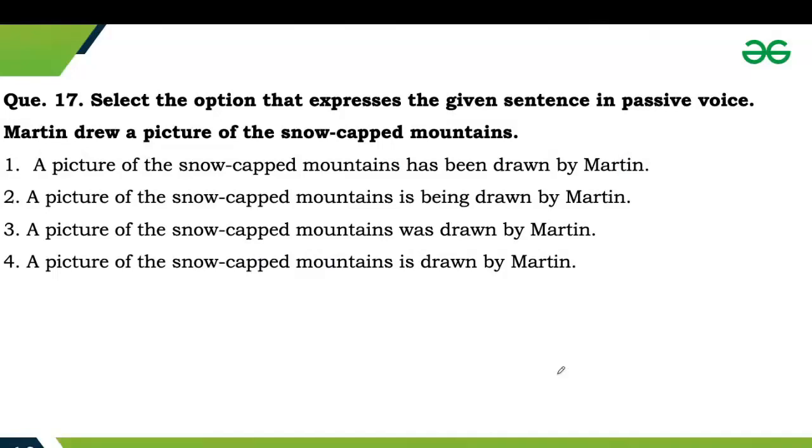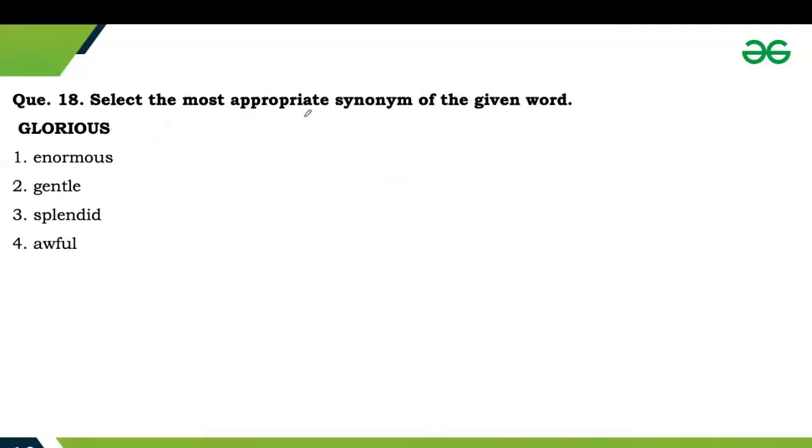Next one is question number 18. So select the most appropriate synonym of the given word glorious. So what does glorious mean? Glorious refers to something that is amazing and admirable. Okay. So its synonym is splendid. Splendid refers to something that is magnificent and impressive.